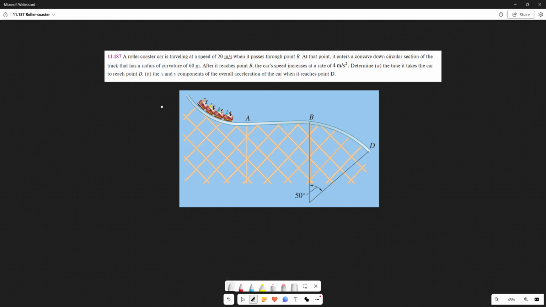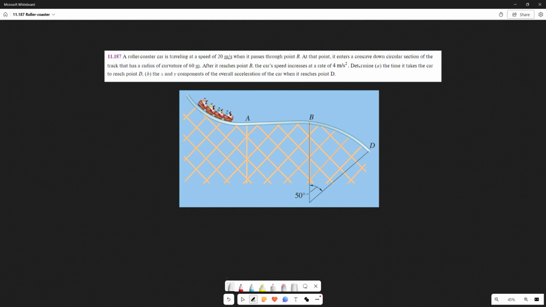A roller coaster car is traveling at a speed of 20 meters per second when it passes through point B. At that point, it enters a concave down circular sectional track that has a radius of curvature of 60 meters. After it reaches point B, the car's speed increases at a rate of 4 meters per second squared.